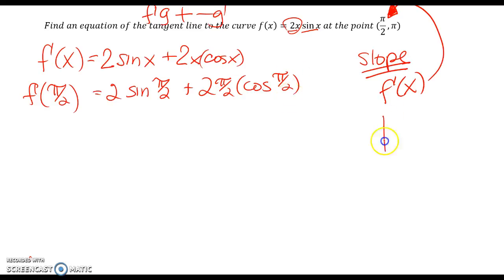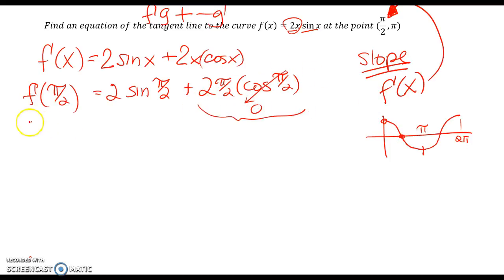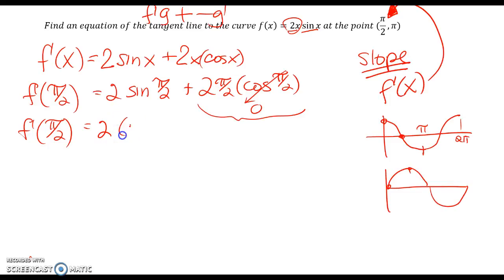Well, it turns out, if we look at the cosine graph, this is 0, pi, 2 pi, and you could put it in your calculator and see it as well. Cosine of pi over 2 is 0. So this whole term is 0. So f prime of pi over 2 equals 2 times the sine. Now the sine looks like this. So at pi over 2, the sine is 1. So that means the slope at this point, pi over 2, pi, equals 2.